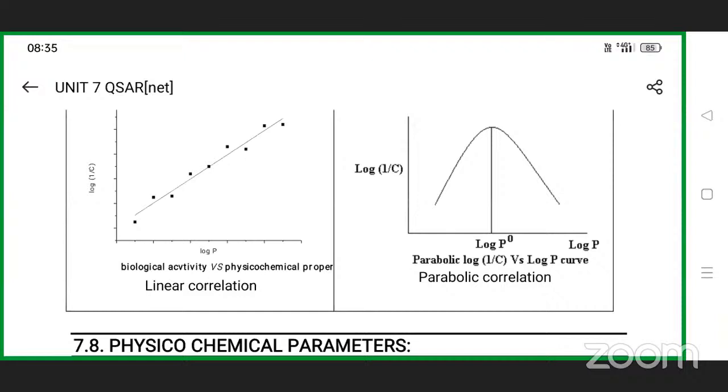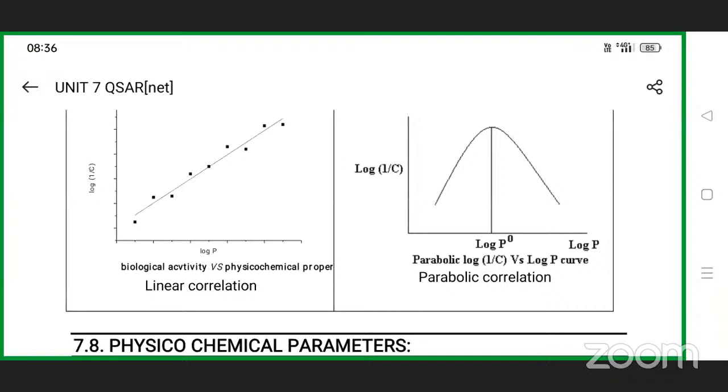But in the first graph, you can see the straight line, that is a linear correlation. It means that with an increase in your log P values, the biological activity is going to increase, right? And your second graph is different, so here also we are taking the same descriptors, like log 1 by C, that is the biological activity, on your y-axis, and the log P value on the x-axis here. And we are getting the parabolic relationship here, a parabolic correlation.